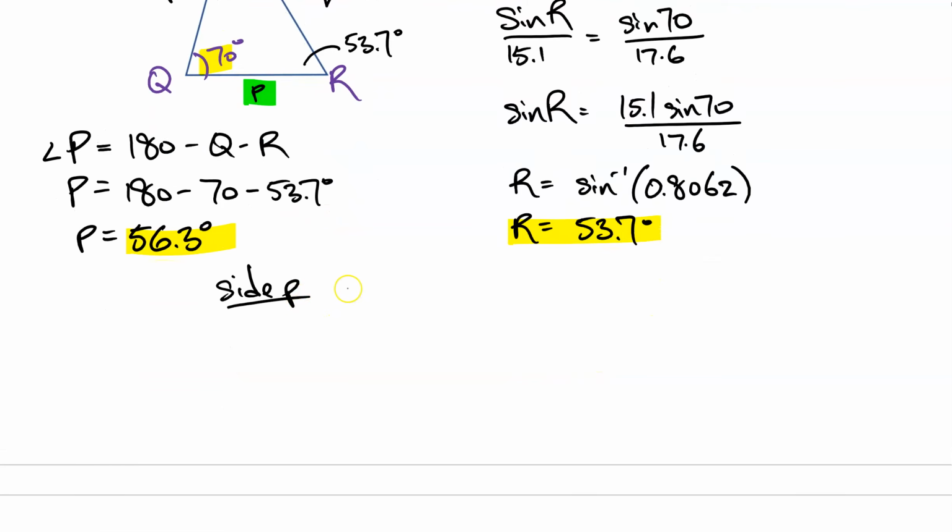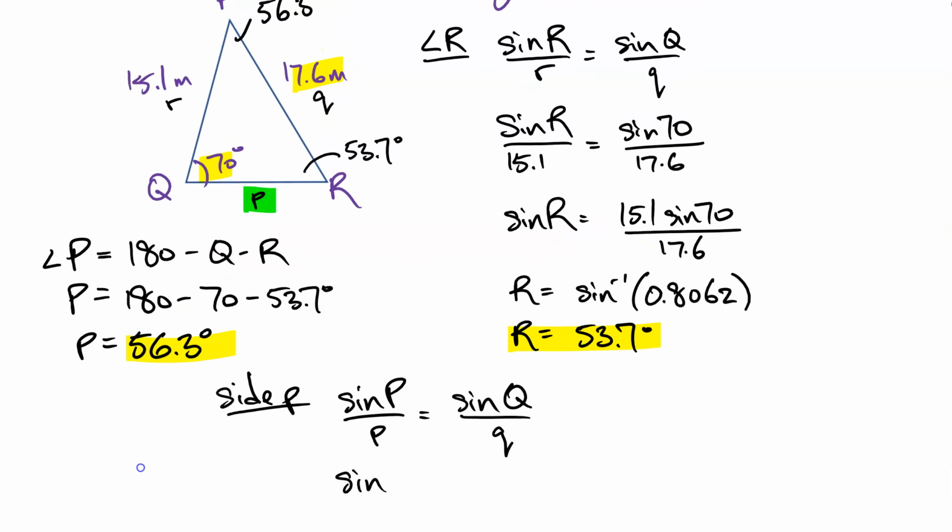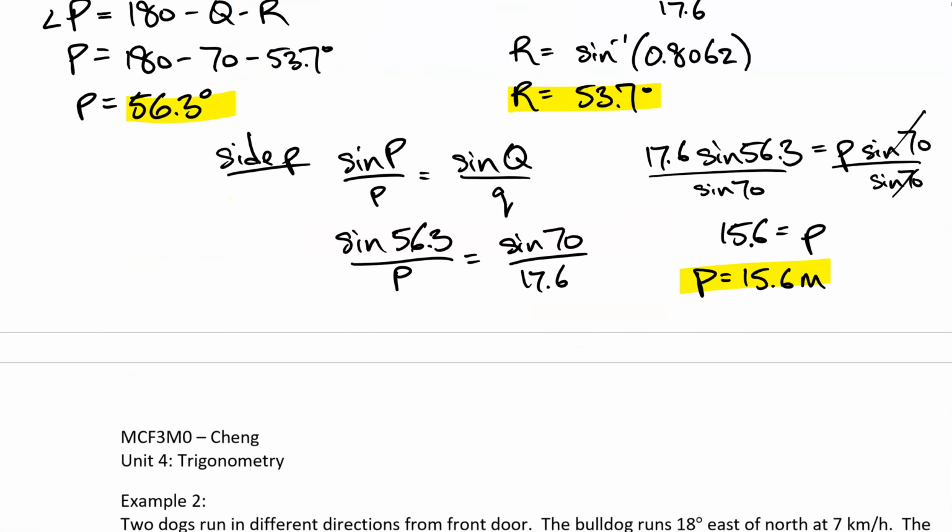I'm going to say sine P over lowercase p is equal to sine Q over lowercase q. And if we sub and solve, how about this? Just got to make sure you sub in. We are trying to find a lowercase p here, so you're going to have to cross multiply and then divide out the sine 70 so you can get the p isolated. And lo and behold, you got 15.6.